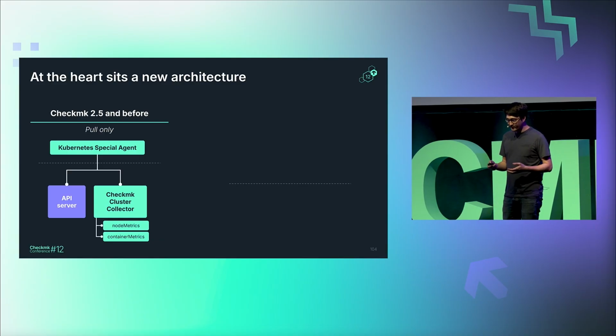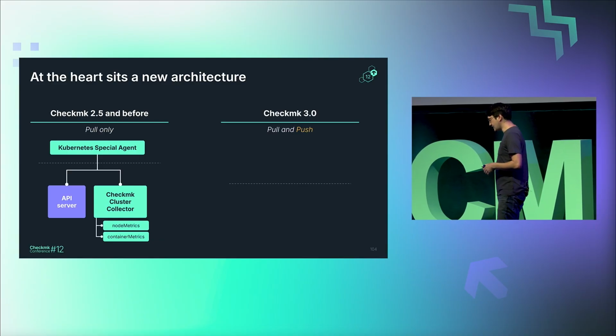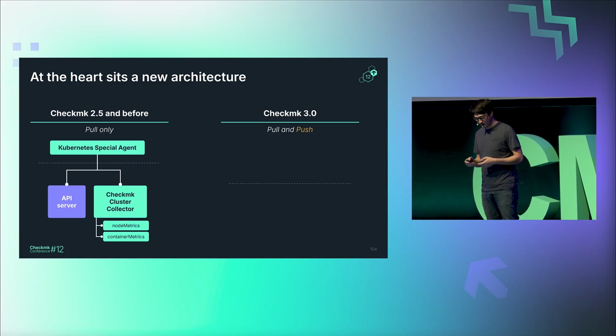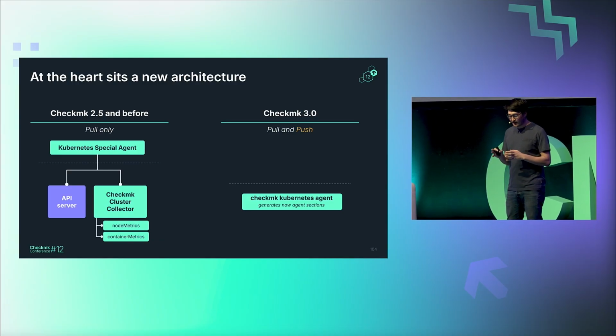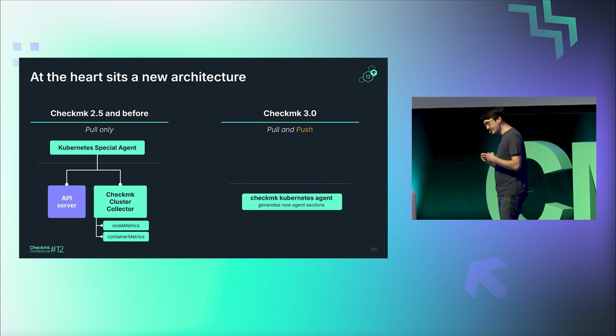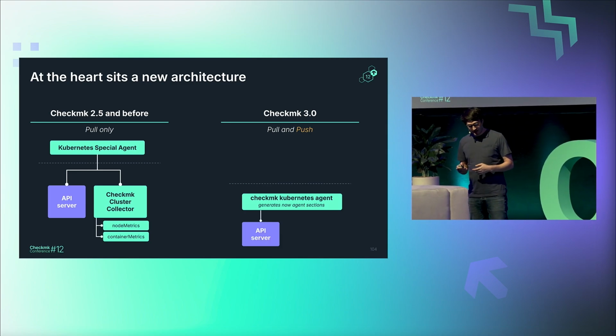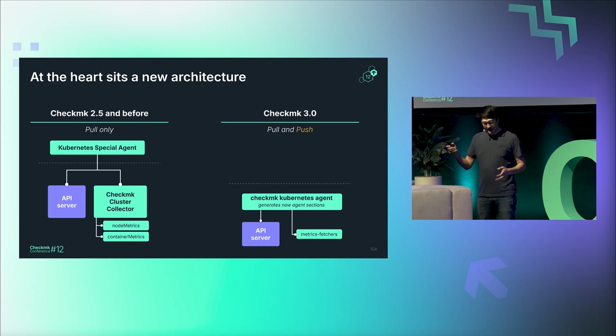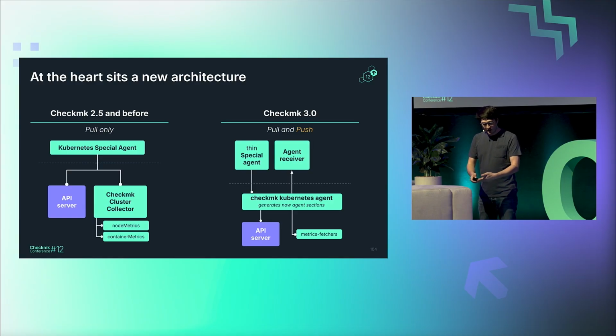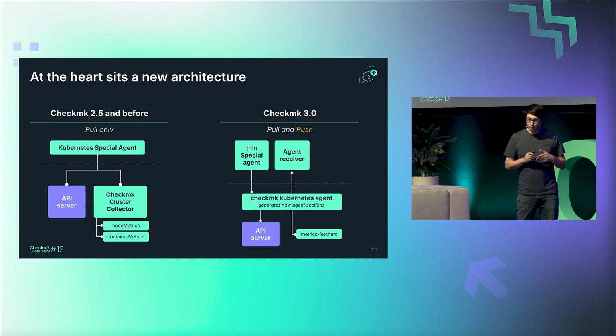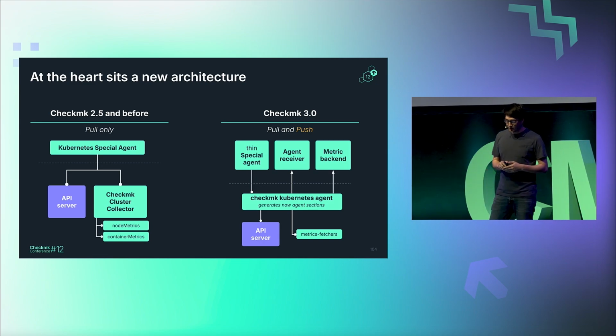And what we want to have in Checkmk 3.0 is an architecture which has both pull and push. And at the heart sits a new Checkmk Kubernetes agent, which now generates the agent sections so that it talks to the API server and it gets the metrics from within Kubernetes. And so you have everything within Kubernetes and you don't have a connection from the outside to the API server, but everything happens there. All the heavy calculation happens there. And then you have a thin special agent, which can pull the data. And you can have the mode to push the data to the agent receiver, but also to the metric backend.